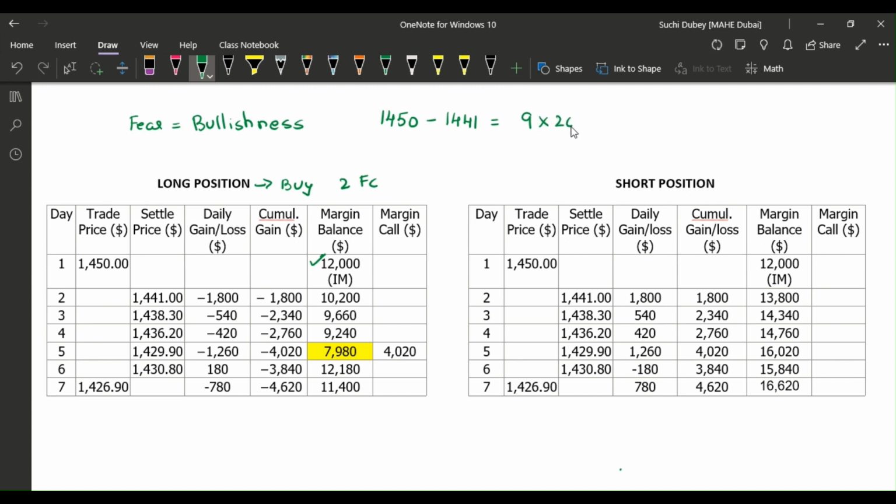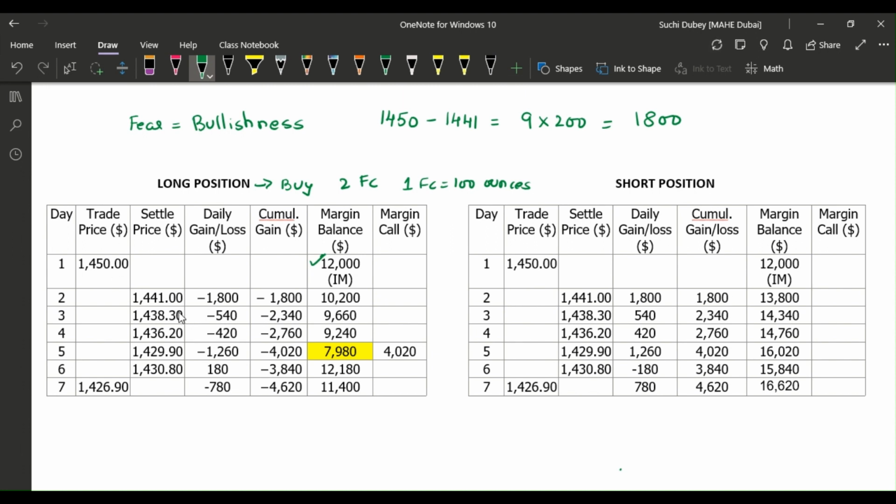And multiplied by 200, which is basically the size of the contract. If you remember, one contract was of 100 ounces, right? 100 ounces, so two contracts of 200. So he is having a loss of 1,800. Why is he having a loss of 1,800? Because 1450, that is basically the fixed price. He would have bought at 1450.